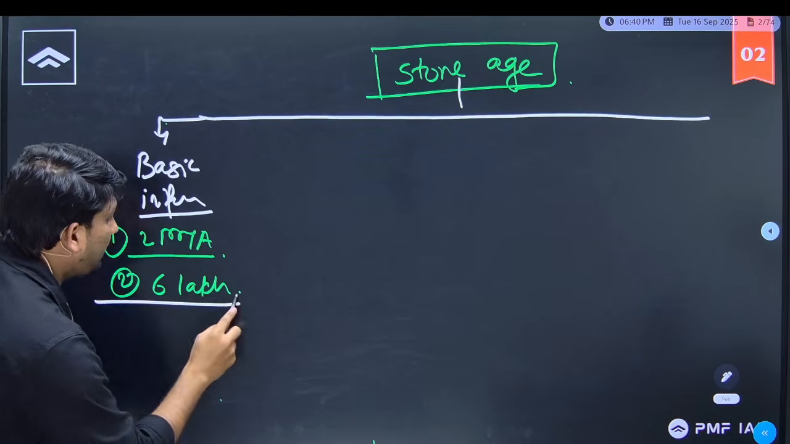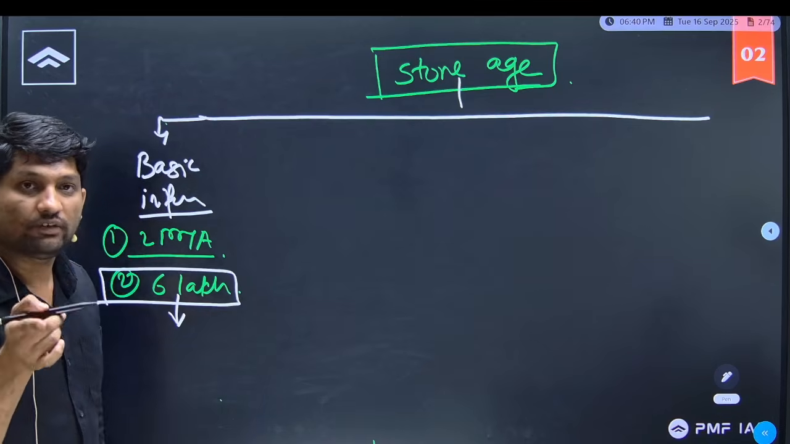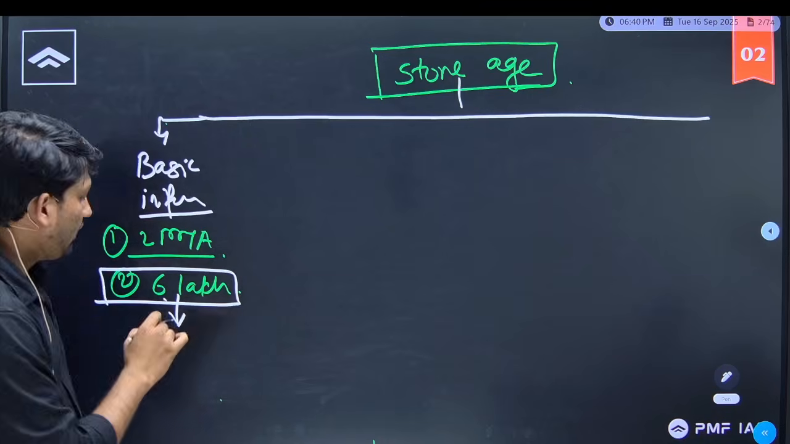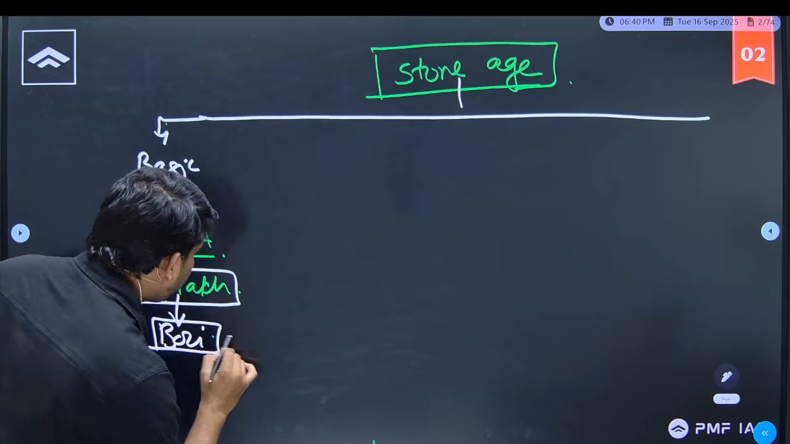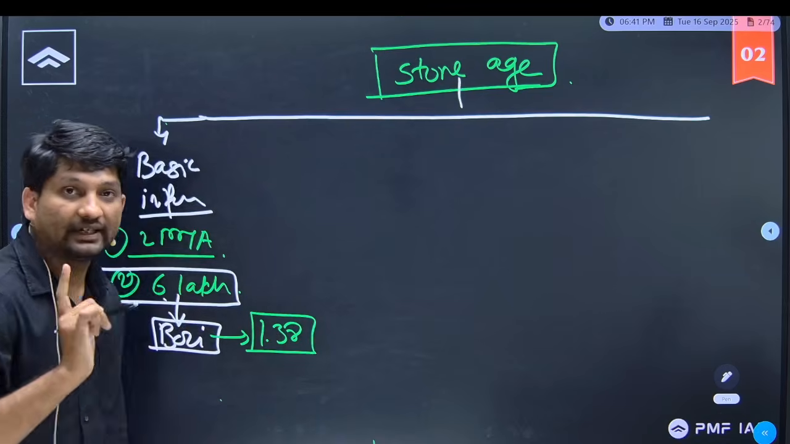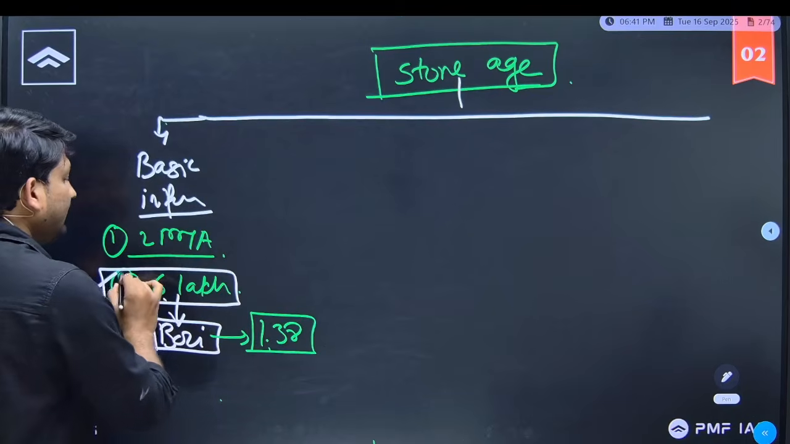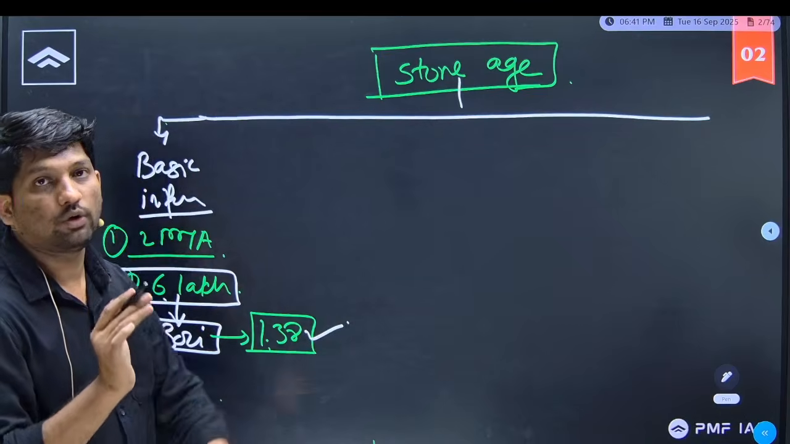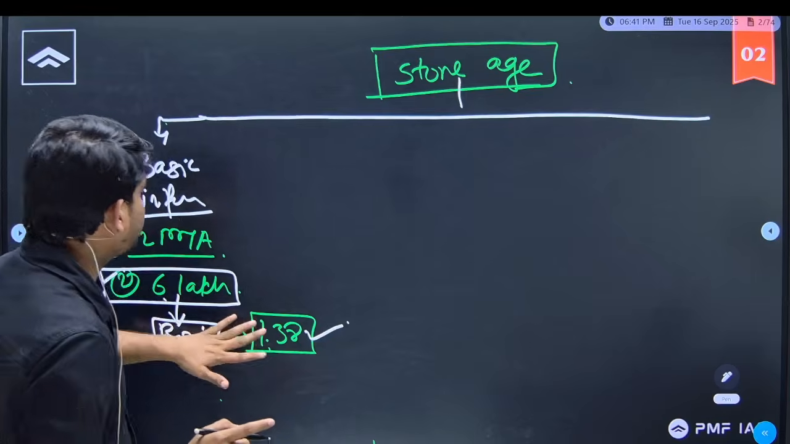Why do we consider that in India it started around 6 lakh years ago? Because the earliest stone tools we have are from 6 lakh years ago. I also gave the example of the Bori artifacts, which are considered to be from 1.38 million years ago, but this needs further research. If it is confirmed, then we can say that in India also the Stone Age started around 1.38 million years ago. But for now, just consider that in India it started around 6 lakh years ago.